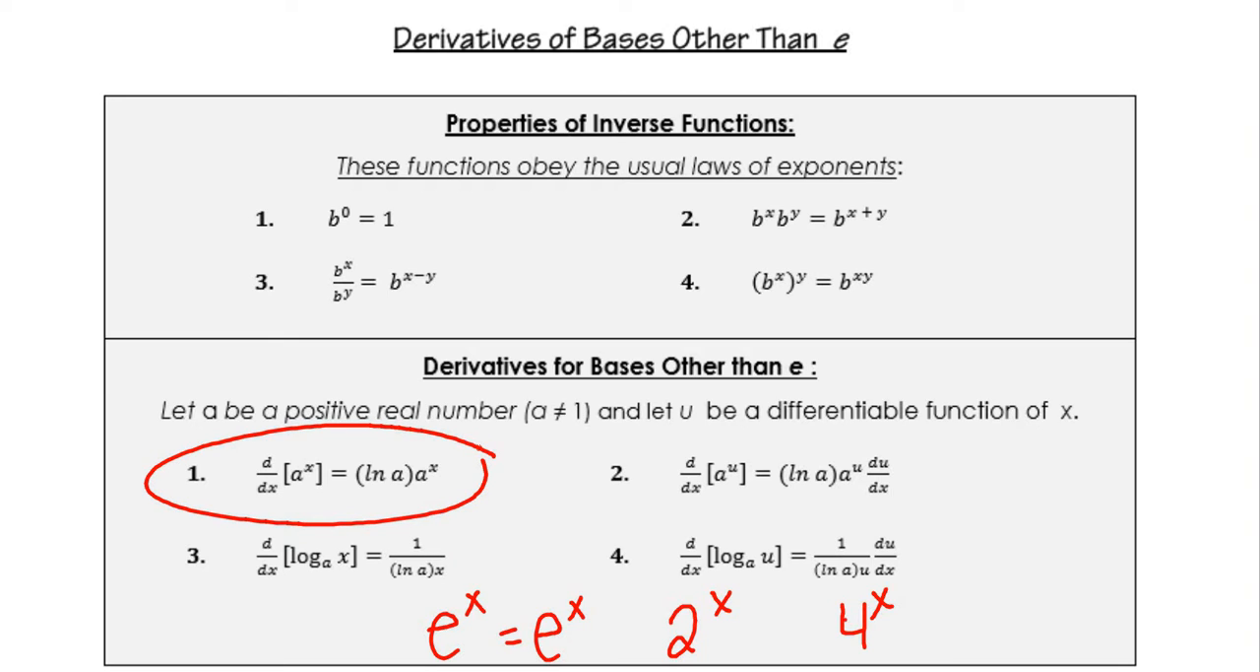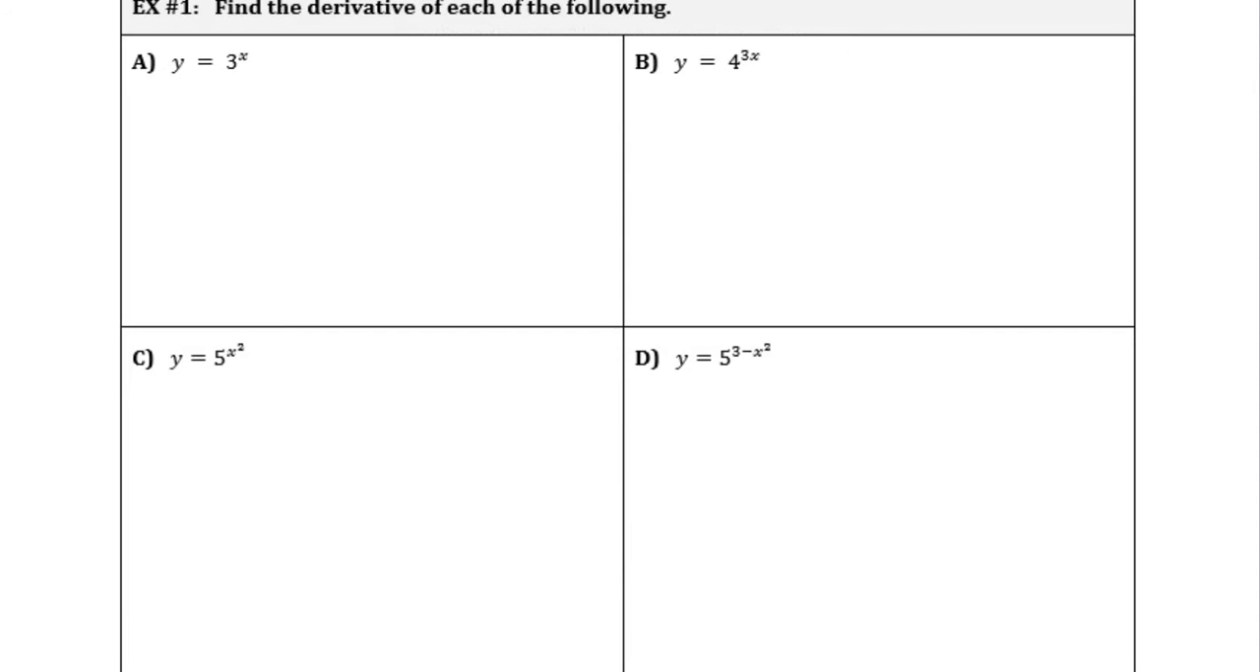If there's an inside function, going back to our chain rule, we're just going to stick with the chain rule and multiply it by the derivative of your inside function, or the peanut. And then the other one that we're going to talk about is how do you find the derivative of a log function.